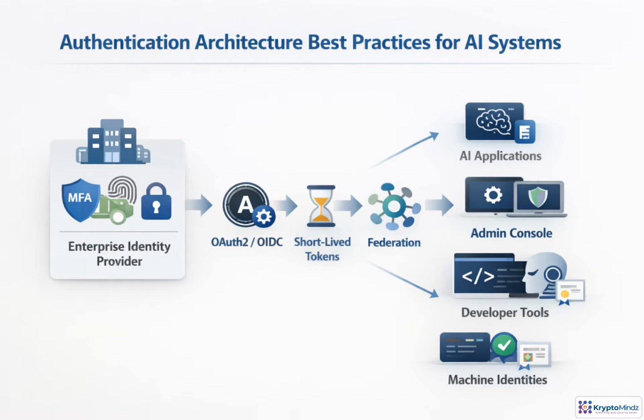A strong authentication architecture starts with a single enterprise identity provider, not separate login silos for each AI tool. Place phishing-resistant MFA or passwordless access in front of sensitive workflows, especially administration and model operations. Use OAuth2 and OIDC carefully. Validate tokens, keep them short-lived, and limit scopes. Federation should be intentional, monitored, reviewed, and automatically deprovisioned. The result is consistent access control across apps, consoles, developer tools, APIs, and machine identities.